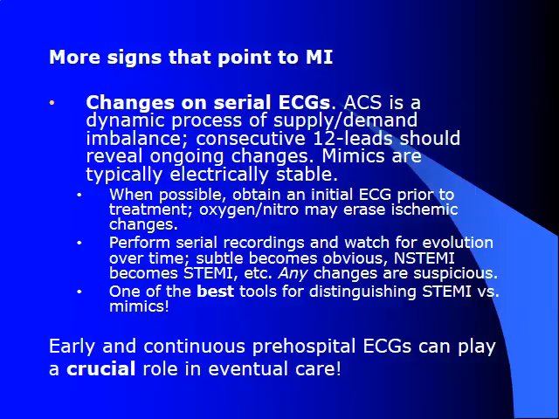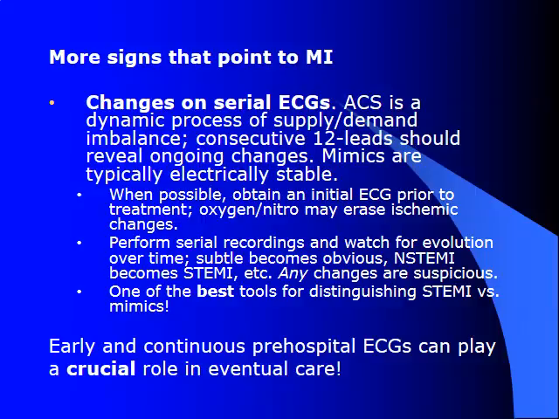Looking for changes on serial EKGs is a very good way of pointing towards an MI. Acute coronary syndrome is a changing dynamic process of a supply-demand imbalance of oxygenated blood. So consecutive 12 leads should reveal ongoing changes, especially if we're with our patient for a significant amount of time. STEMI mimics are generally going to maintain electrical stability. There are a few that do not, but for the most part, we generally will not see acute changes with STEMI mimics.